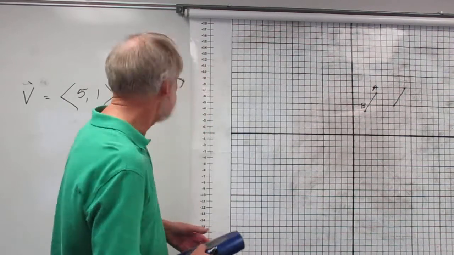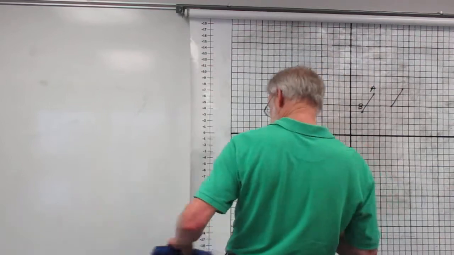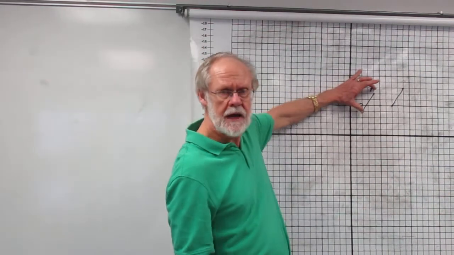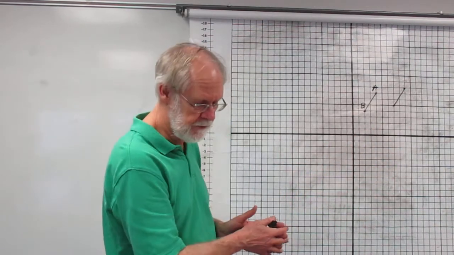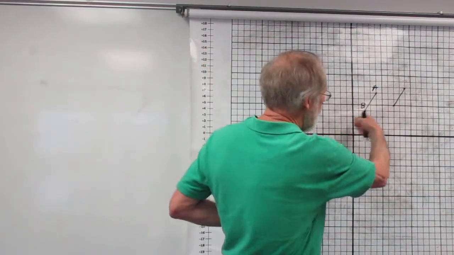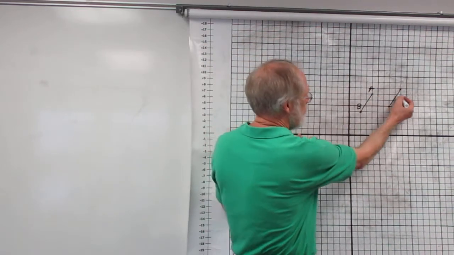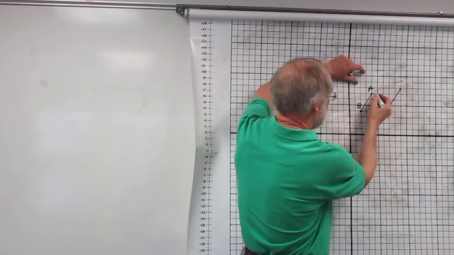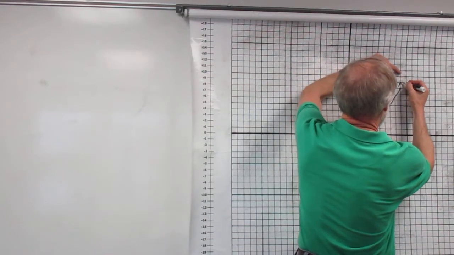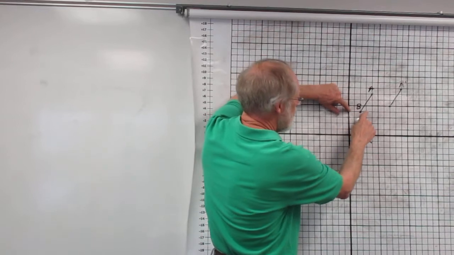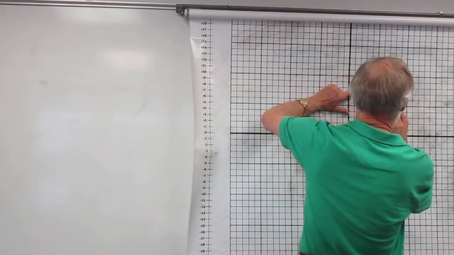Let's talk first about a translation. I've drawn here an initial line segment AB, and let's say I want to slide it. Remember, a translation is a slide. I want to slide it over 5 and up 1. So I take point A and I go over 5, 1, 2, 3, 4, 5, and up 1. And this is A prime. And I go B, 1, 2, 3, 4, 5, and up 1. And this is B prime.